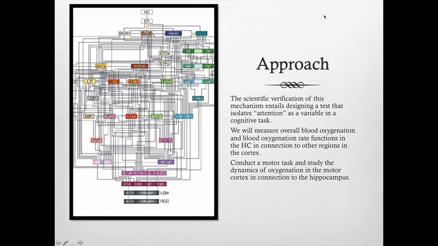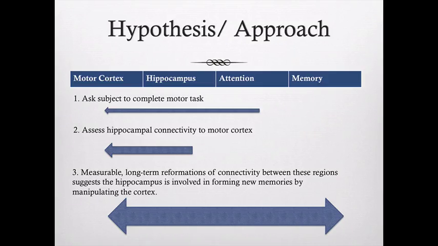So the approach entailed that we used an fMRI machine and studied a couple of tasks. So what we had to do was isolate attention. We had to ask subjects to complete a motor task that entailed attention and one that entailed no attention. And then we measured the hippocampal connectivity to the motor cortex during that, and we were able to look at it against just an overall blood flow of the brain.